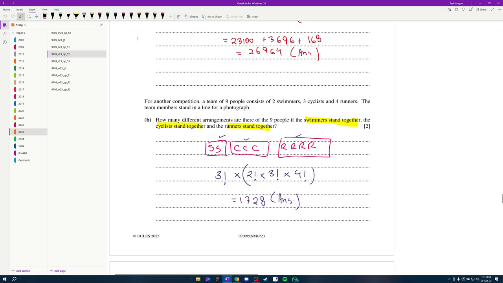Moving on. For another competition, a team of 9 people consists of 2 swimmers, 3 cyclists, and 4 runners. The team members stand in a line for a photograph. How many different arrangements are there if the swimmers stand together, cyclists stand together, and runners stand together? So there are 3 groups in total. For them, we have 3 factorial. For the 2 swimmers, we have 2 factorial. For the 3 cyclists, we have 3 factorial. And for the 4 runners, we have 4 factorial. Notice how I'm not dividing by 2 factorial, 3 factorial, or 4 factorial, like the previous sums with letters. The reason being, these guys are all identical, okay?